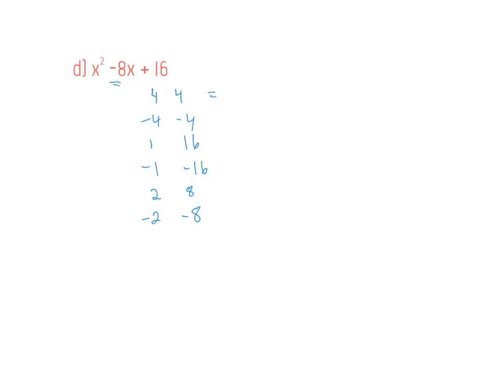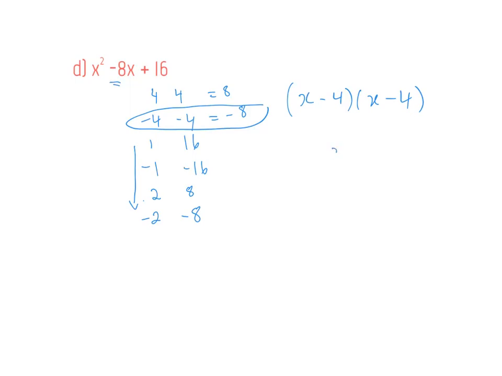So 4 plus 4 gives me 8, minus 4 plus minus 4 gives me minus 8. So I could actually stop. I don't have to go through the rest of the list. If you like, you can. You don't need to. So I could rewrite this as x minus 4 and x minus 4. Well, I have two of the same answers, so that's squared, isn't it? So I have x minus 4 squared. So there we go. That is my factorised form of x squared minus 8x plus 16.